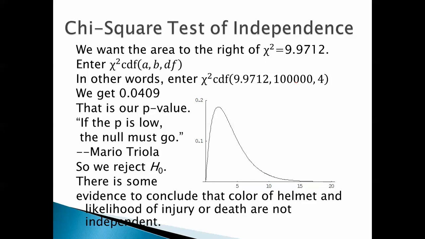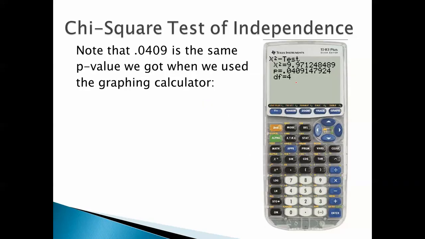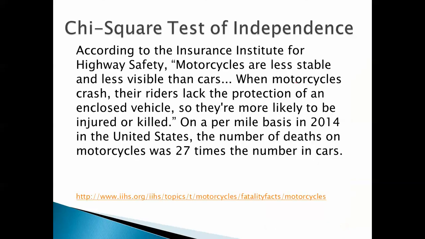And we would say there is some evidence to conclude that color of helmet and likelihood of injury or death are not independent. And that's because it's pretty close to 0.05. We can't say there is strong evidence. We just say there is some evidence. Okay, and that 0.0409, that's the same p-value we got when we used the graphing calculator.